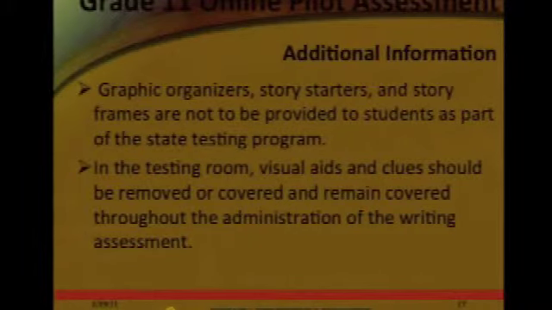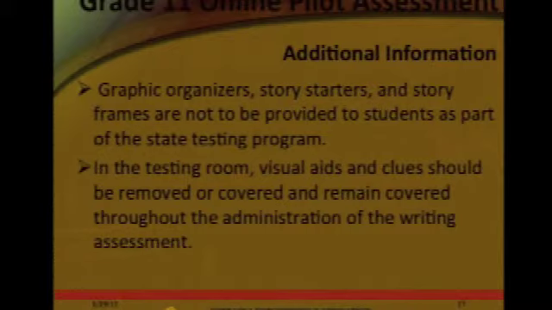about the fact that graphic organizers, story starters, and story frames, as teachers, we cannot give those to the students as a part of the state testing program. The only thing they can have in front of them is their computer, any district-provided paper for their drafting or notes, and a writing utensil. You might want to make sure you have pencils available for them and maybe a few more pencils in case one would break. But that's the only equipment that should be available in the testing area at all.